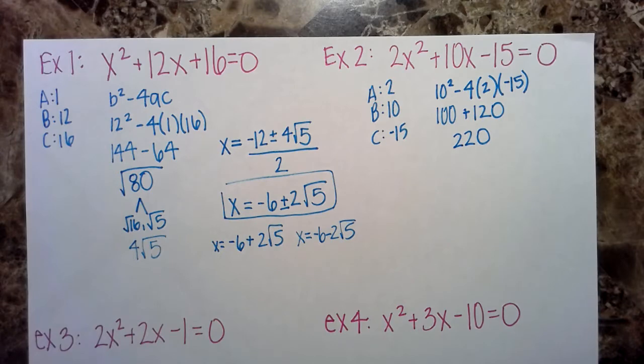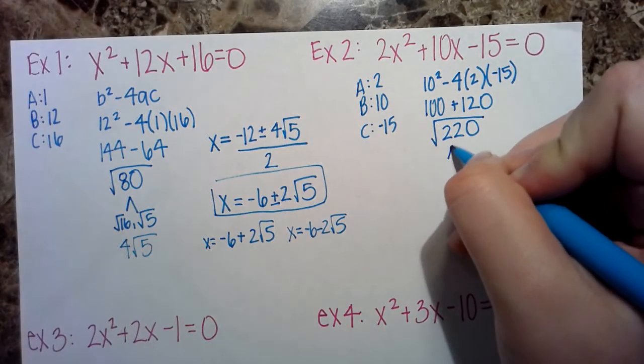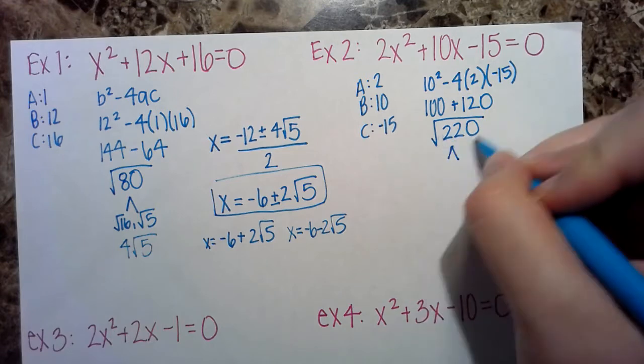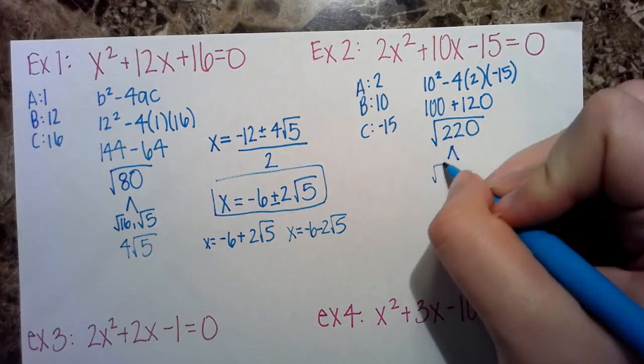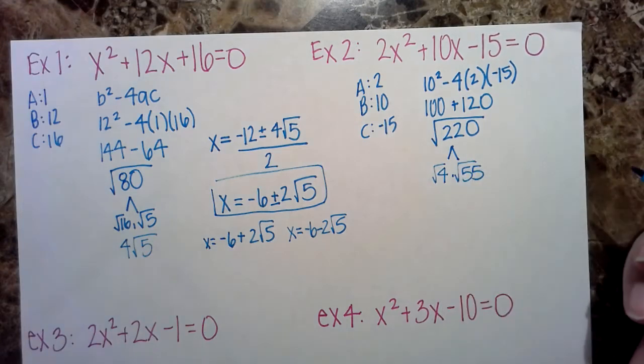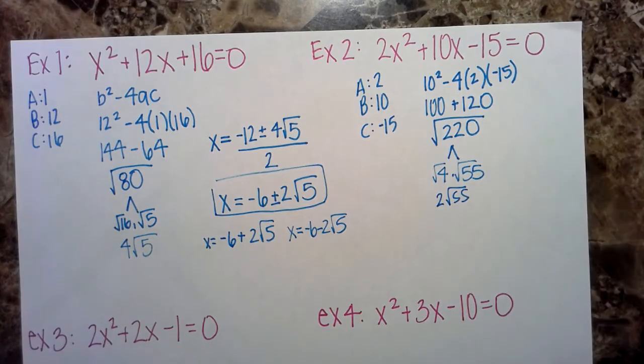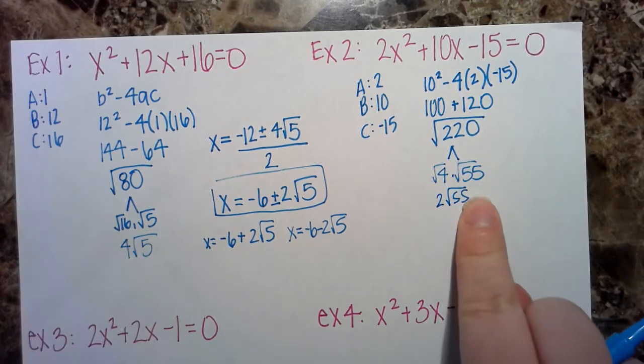I'm then going to go to the second step and put it underneath the radical and try to simplify. So the greatest perfect square value to take out of 220 is 4 times 55. So I'm left with 2 square root 55. I'm now going to take this and add it into my formula.